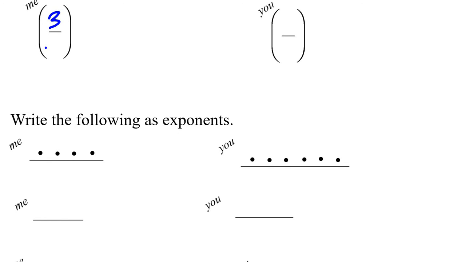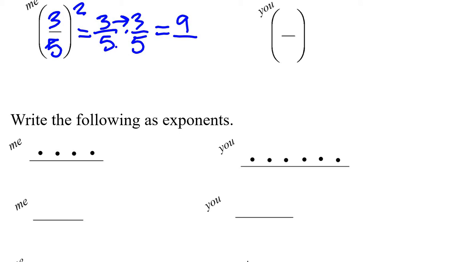So let's say we have 3/5 to the 2nd power, or 3/5 squared. That is the same as 3/5 times 3/5. And to multiply fractions, we multiply the top numbers, the numerators, 3 times 3, which is 9. And then you multiply the denominators, 5 times 5, which is 25.